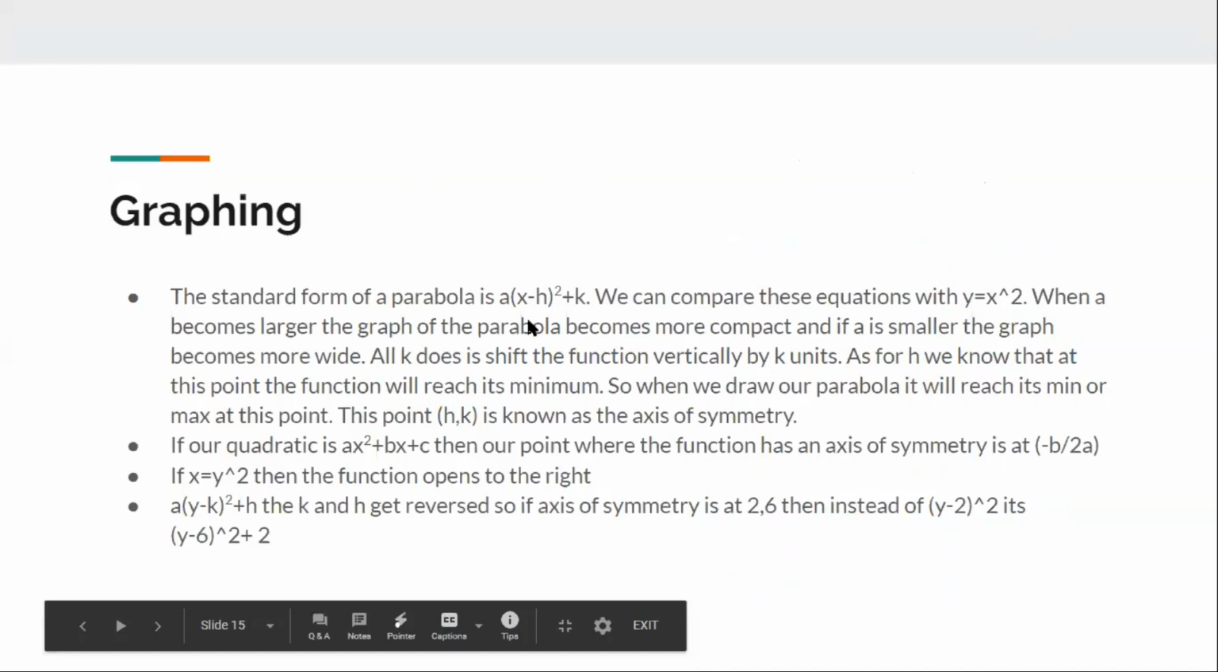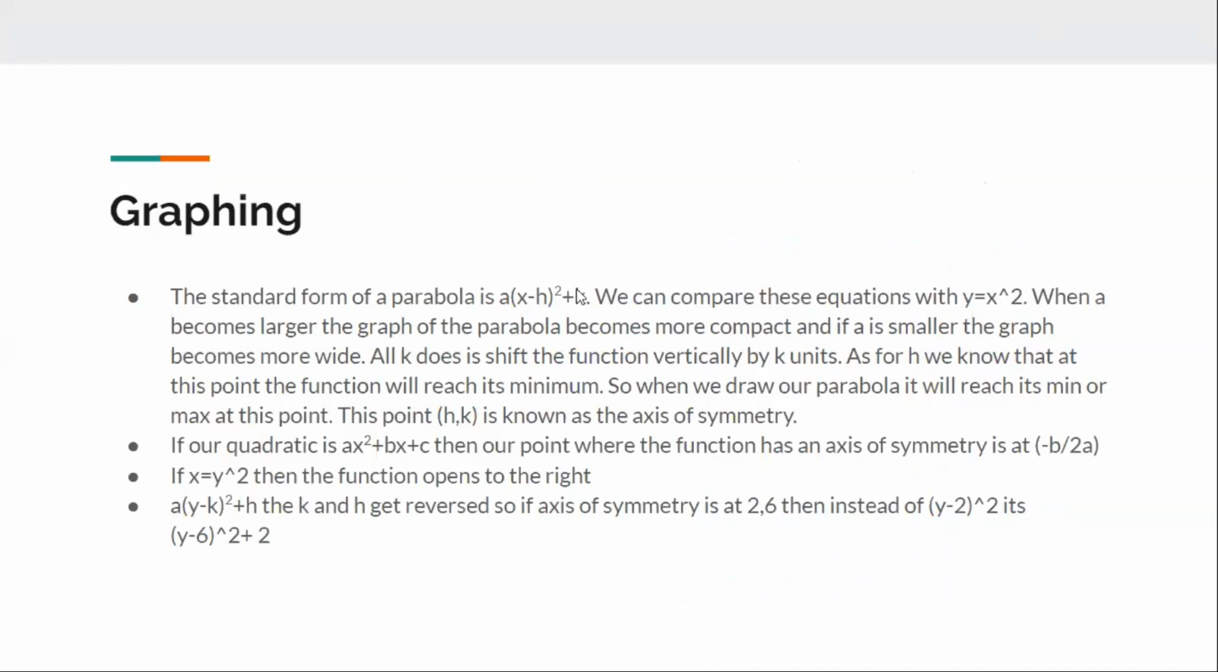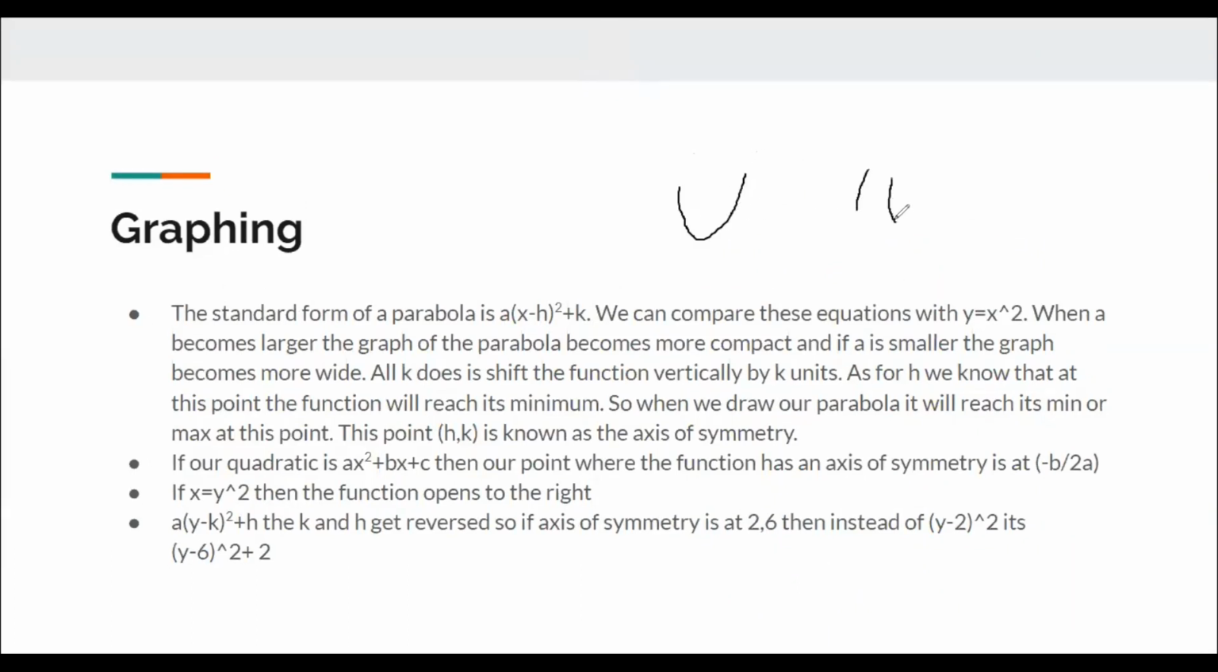The standard formula of a parabola is y equals a times (x minus h) squared plus k. To figure out the graph of it, we can compare it to y is equal to x squared. When a becomes larger, the graph of the parabola becomes more compact, because it's going to reach higher values much faster. If a is smaller, the graph will become wider, because it takes much longer to reach the values that y is equal to x squared reached much faster.